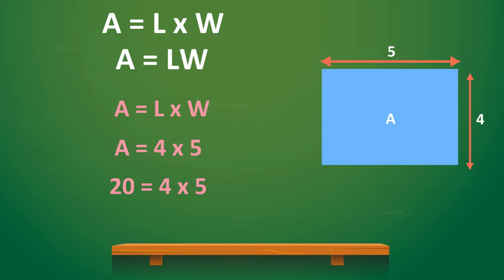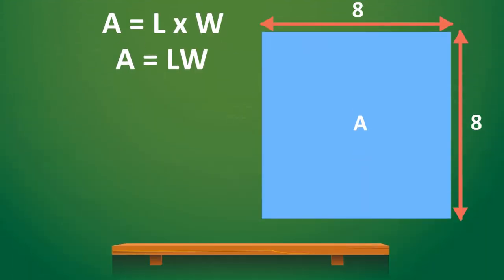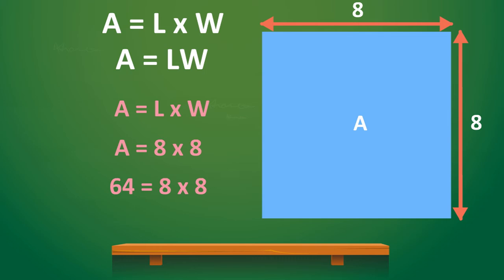Okay, you should be getting the hang of these by now. Try this one by yourself. So here's what you should have got. It's a square. That makes it a little bit easier. So A, the area, is equal to 8, the length, multiplied by 8, the width. 8 multiplied by 8 is 64, so our area is equal to 64.